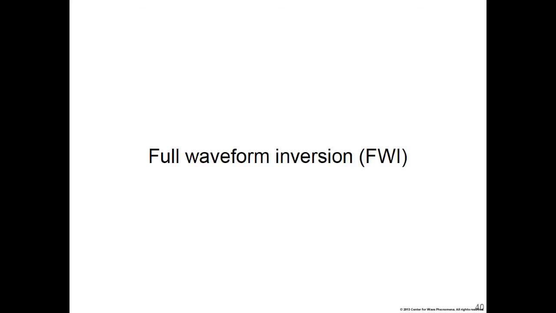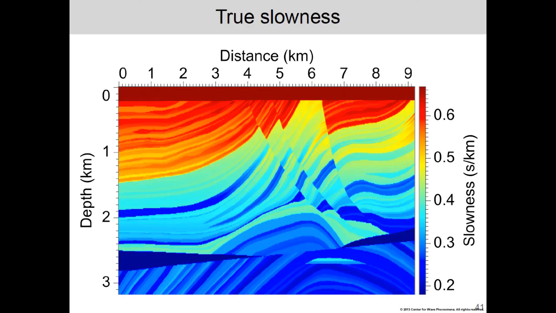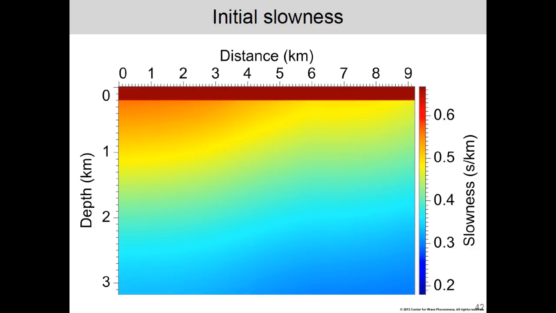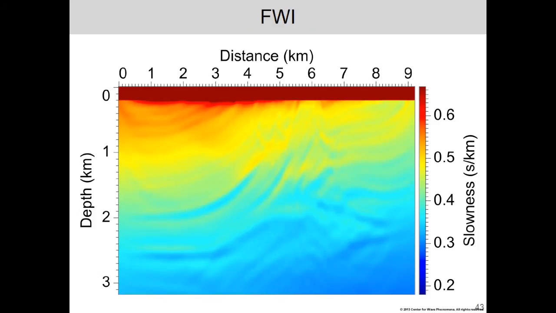With the remaining time, I'd like to briefly show you some examples of using a similar approach in full waveform inversion. This is the true slowness model, and our goal in FWI is to invert for this model. This is the initial model that I'll use, which is just a highly smooth version of the true model. And this is the result of FWI after 20 iterations. You can see that this is still far from the true model.